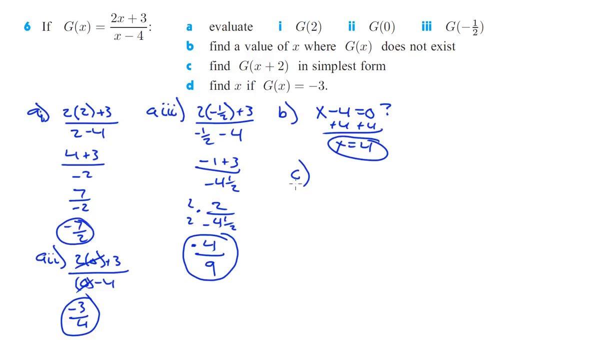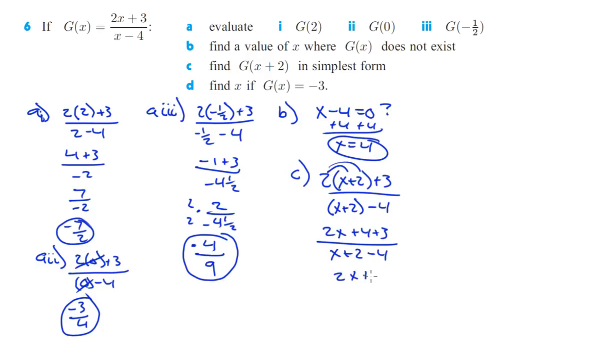Okay, C, find g of x plus 2 in simplest form. So 2 times, now we've got, instead of x, we have x plus 2, plus 3, all over x plus 2 minus 4. So distribute that through, and we get 2x plus 4 plus 3 all over x plus 2 minus 4. So when we simplify this, that's 2x plus 7 over x; 2 minus 4 is minus 2. And that should take care of that one there.